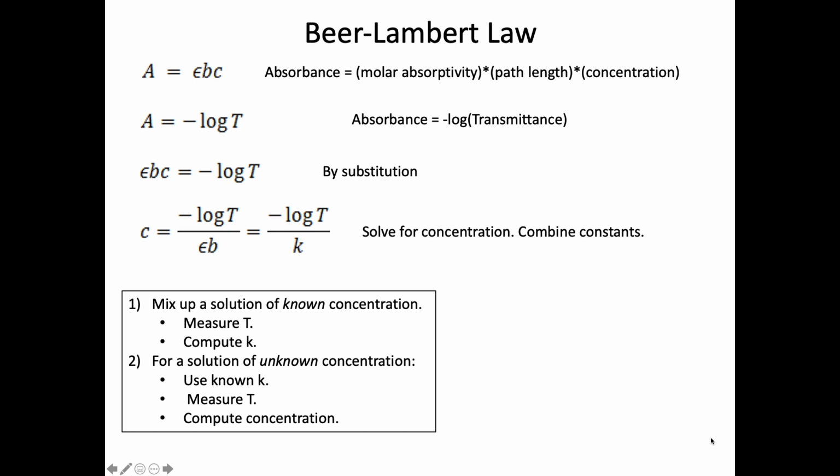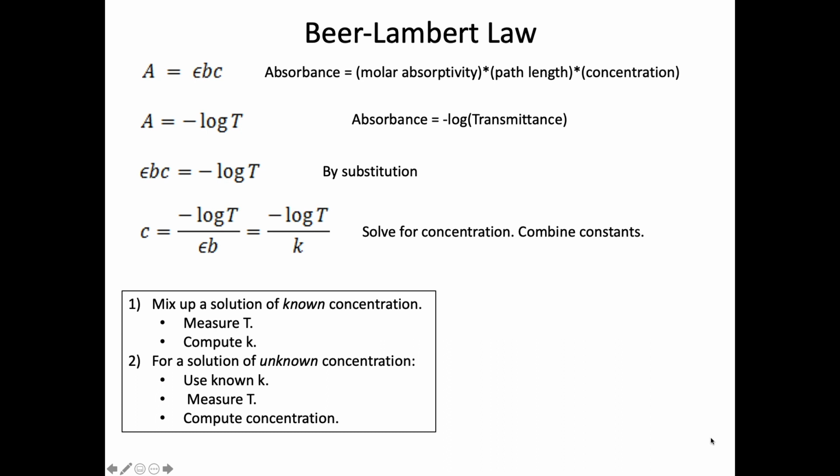Now that's a nice linear relationship, but our eyes don't see the absorbed light. They see the light that isn't absorbed. They see transmitted light. The two are related. Absorbance is minus log, base 10 log, of the transmittance. By substitution, the molar absorptivity times the path length times the concentration is equal to minus the log of transmittance. This gives a direct relationship between concentration and the amount of light transmitted through the sample. Here we have combined the constants into a single constant K for simplicity.